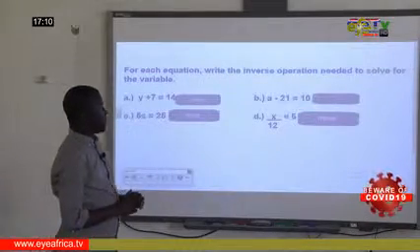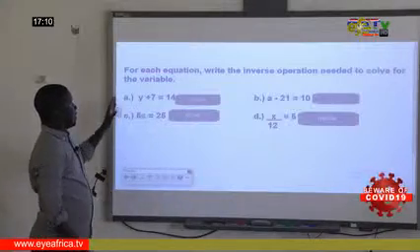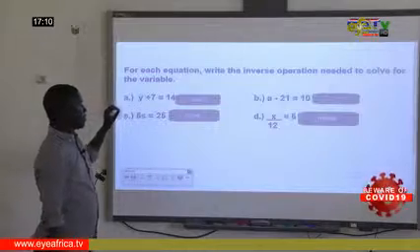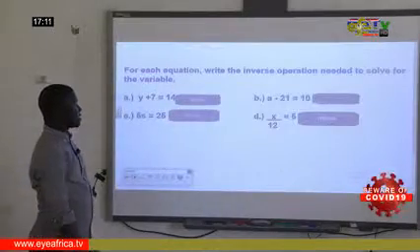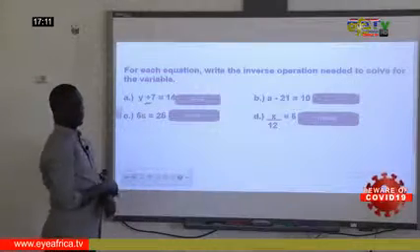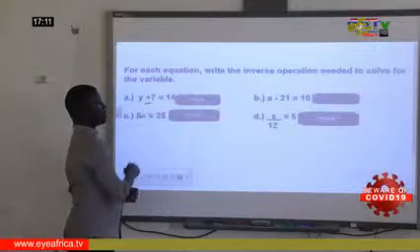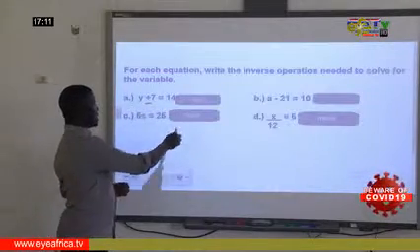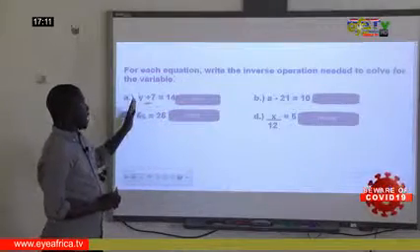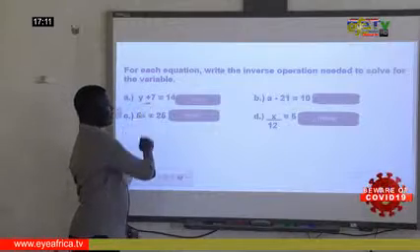Now for each equation, write the inverse operation needed to solve the variable. As we have here, y plus 7 equals 14. What we need to know here is that the operation is an addition. So in order to isolate the y here, which is our variable, all we need to know is the opposite of addition here is what? Subtraction. So for us to isolate our variable here, we must subtract 7 from here.